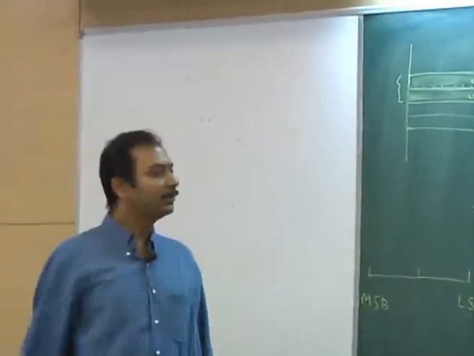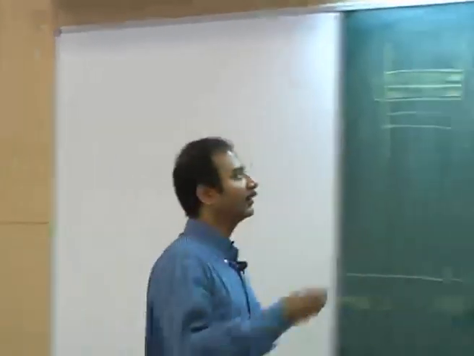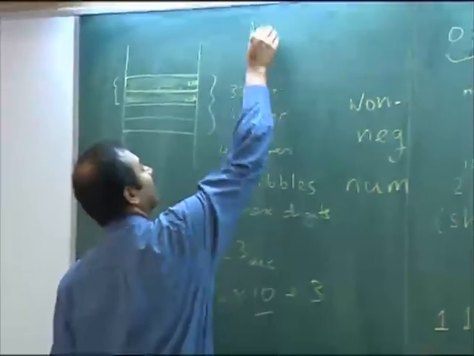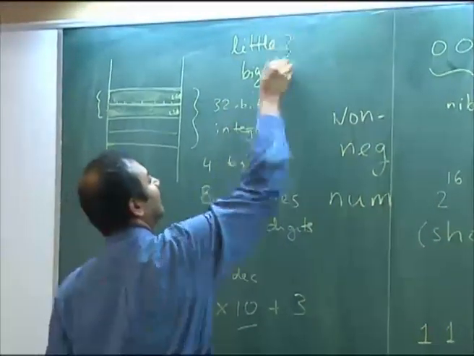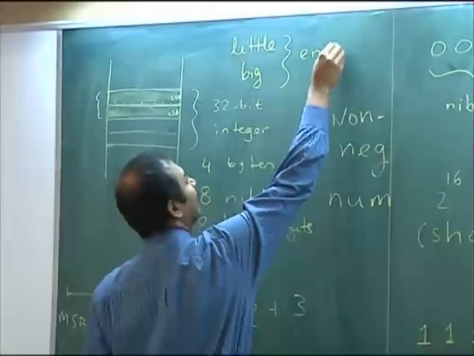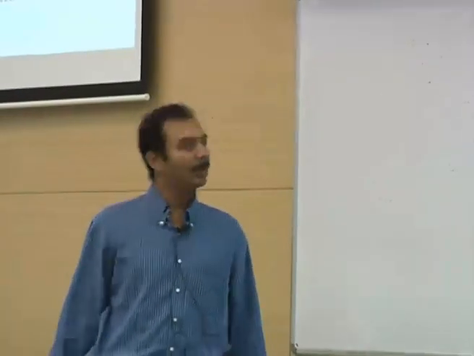In earlier days, there used to be computer architectures which followed either of these conventions. One was called the little endian and the other was called the big endian. Not Indian, but endian. Whether the little byte goes in the end or the big byte goes in the end.